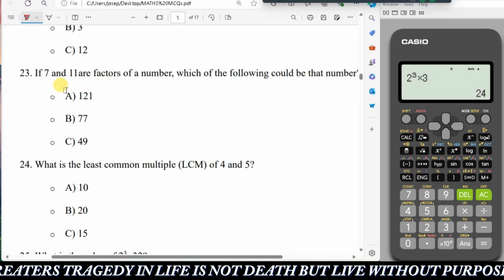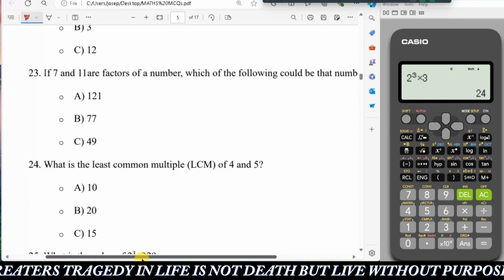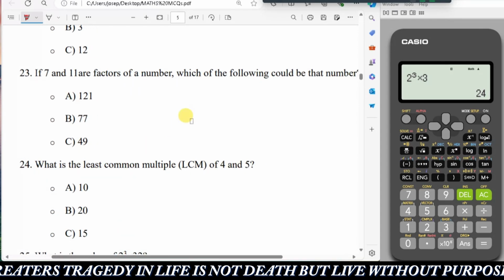6. Number 23. If 7 and 11 are factors of a number, which of the following could be that number? So you have to do your multiplications very well to see. We have 7 can go into 77, so we take 77 divided by 7, that will give me 11, and 11 can also go into 77.